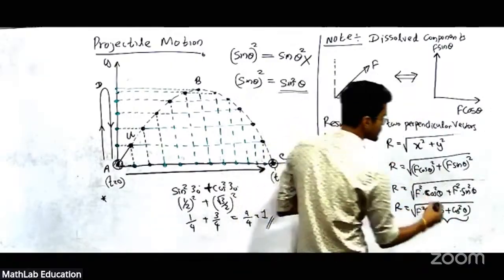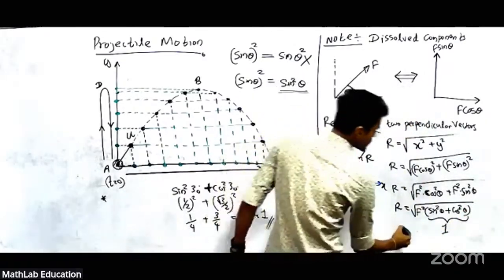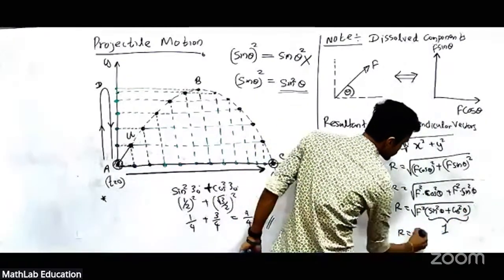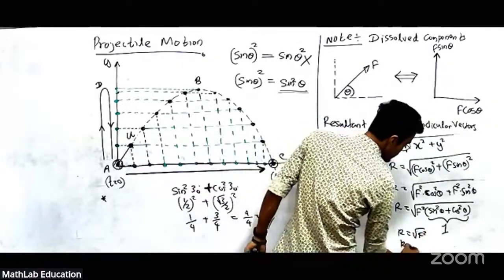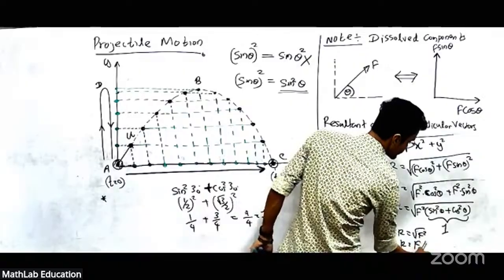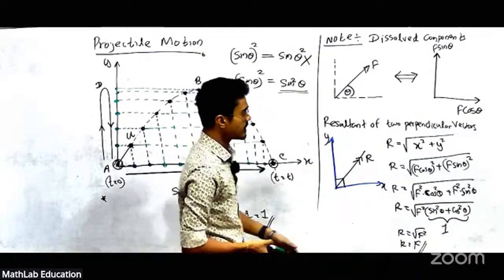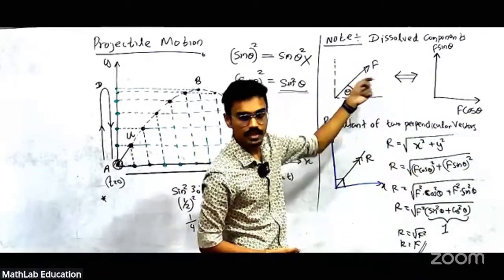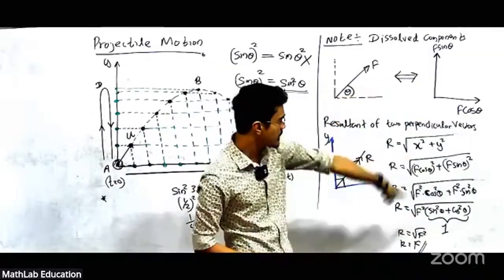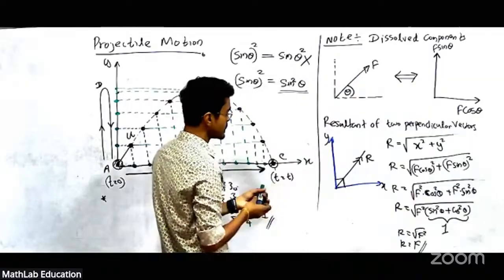So we can consider this as 1. Since there is 1, now R equals root F squared, which means R equals F. After simplifying, we got back F. That was the initial force. And if we need to get the angle, this is how the angle is taken.